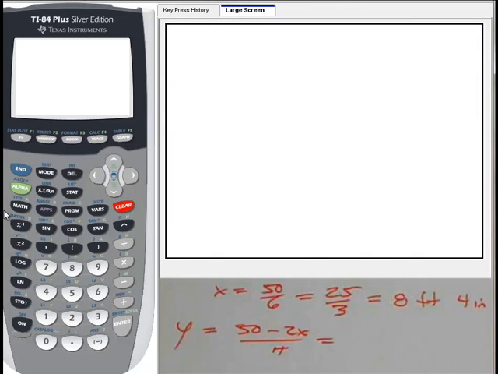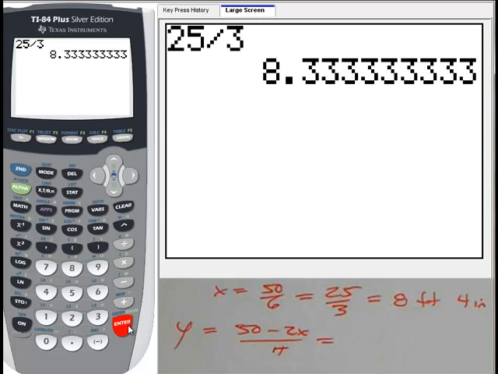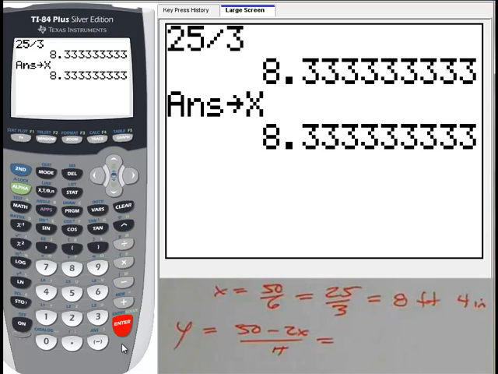Okay, at the calculator, we might start with doing the 25 divide by 3, and we can take a look at that number, and sure enough, there is the 8 1/3 we were expecting, which is 8 foot 4 inches. Okay, now we should store that to x, because we would like to use the calculator to assist in checking. So store to x, enter.